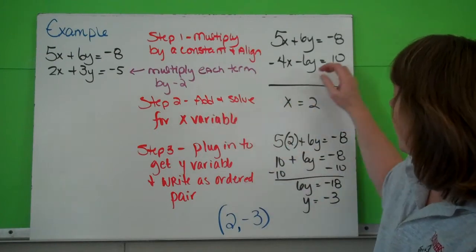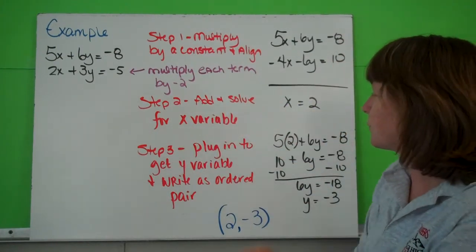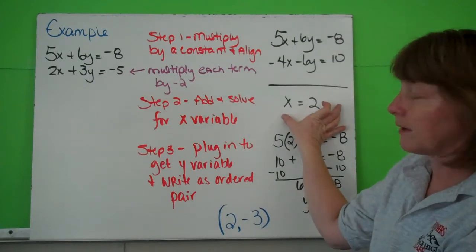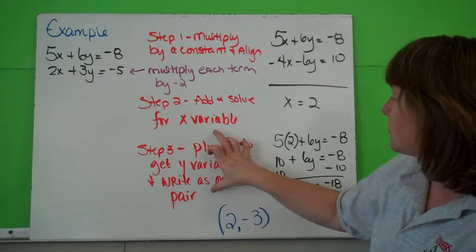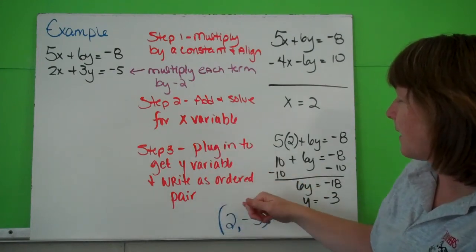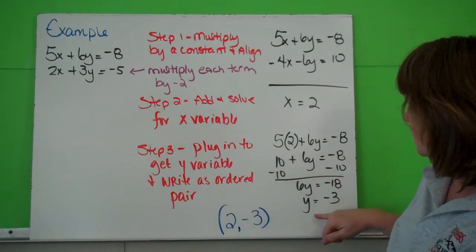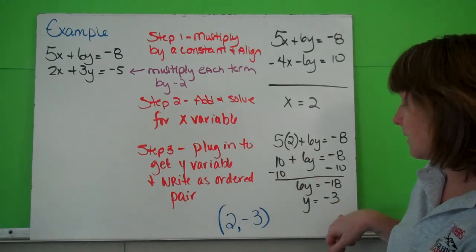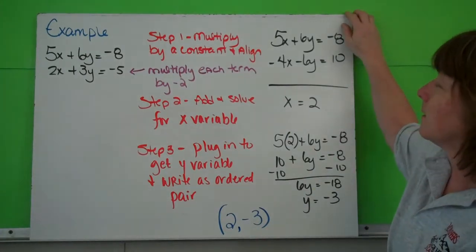Step 2, we're going to add these two equations and solve for the x. This one's easy. It solves for us; we don't even have to get rid of a coefficient in front of the x. Step 3, plug it back in to get the y variable and write it as an ordered pair. So we plug in the 2 for the x, solve it out, and we get y equals negative 3. And our solution is (2, negative 3). And that is the point.